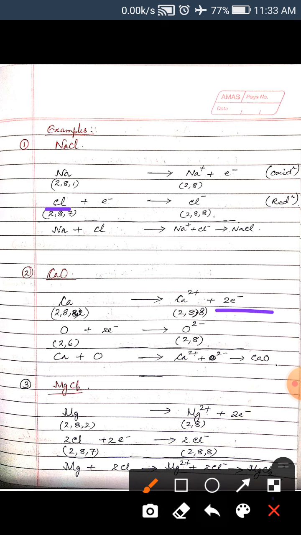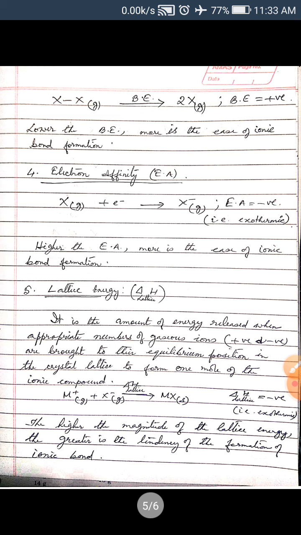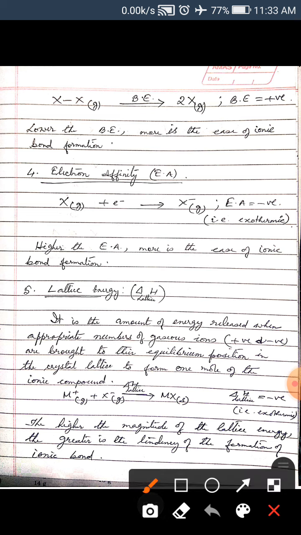The chlorine we have taken, in nature, exists in the molecular state. So you have to first convert the nonmetal to its atomic form. You can see here we have broken the XX bond, and the energy involved in breaking the bond is Be, and we get the atomic nonmetal in the gaseous state. This is also positive because it involves absorption of energy and is endothermic in nature. So the lower the bond enthalpy, the more the ease of ionic bond formation.